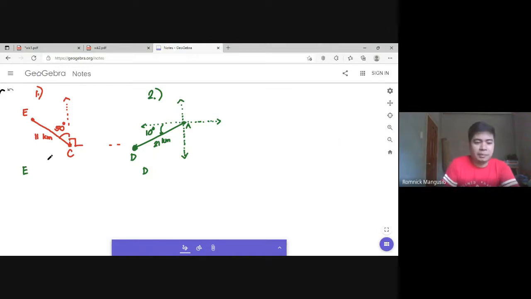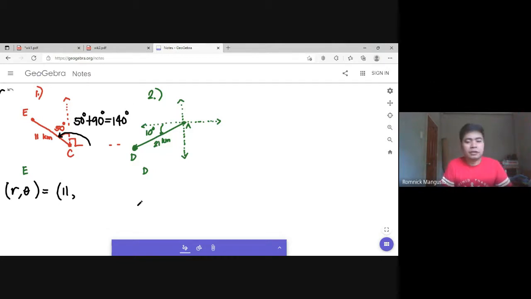Actually, yun ang hindi naman natin masyadong problema ang radius. From the form, radius and angle, we know already that radius is 11. Okay? Pero yung angle na yan na 50 degrees, tandaan mo na ang total angle na kailangan mo is this. It is 50 degrees plus 90 degrees. And this is equal to 140 degrees. You have to convert 140 degrees into radian.